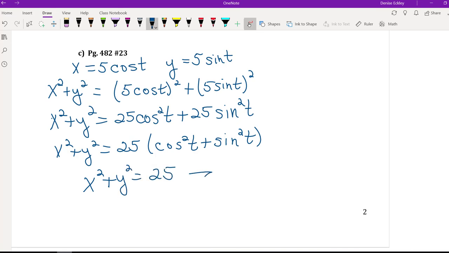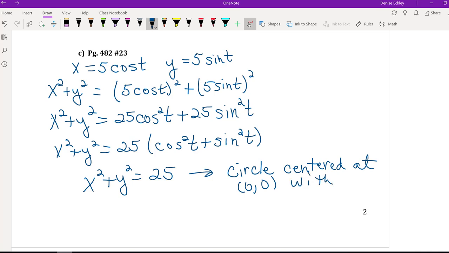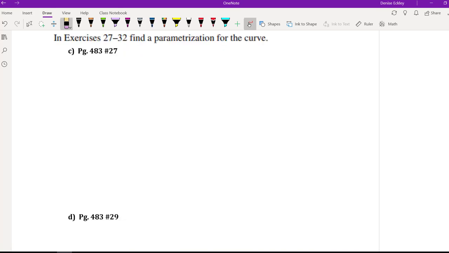And what I've created is a circle. That's the equation for a circle, centered at (0, 0) with a radius of 5. And we're going to get into this more in the next section when we start talking about a different type of graph, polar coordinates, and how we can use sine and cosine to create circles. So we're going to start the second part of the video with exercise 27, and we'll finish in that part.